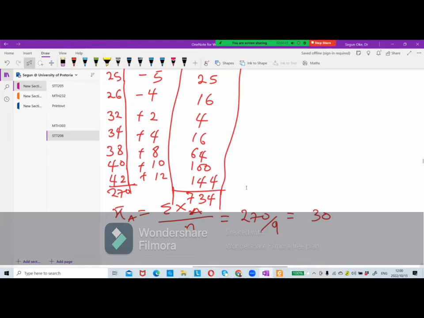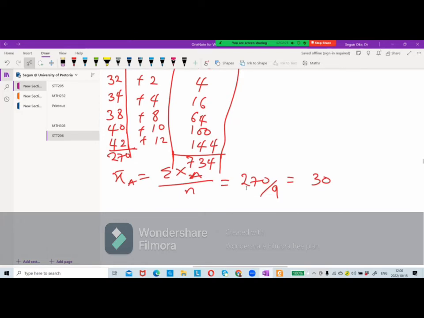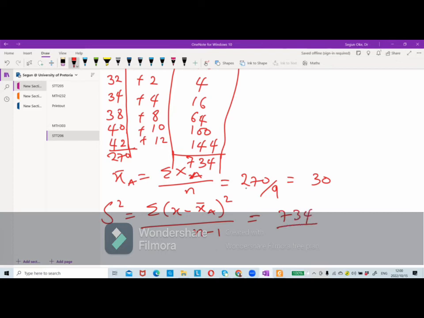Now that we have 734, remember the formula of S squared is the summation of X minus X bar A squared divided by N minus 1. So 734 divided by 9 minus 1, which is 8. What's the value? 91.75.